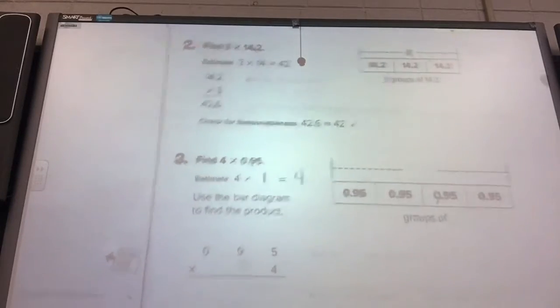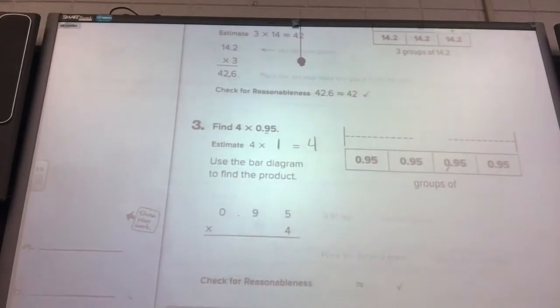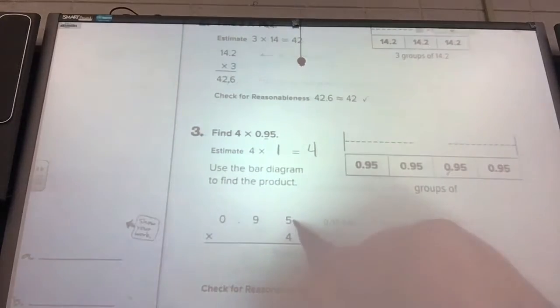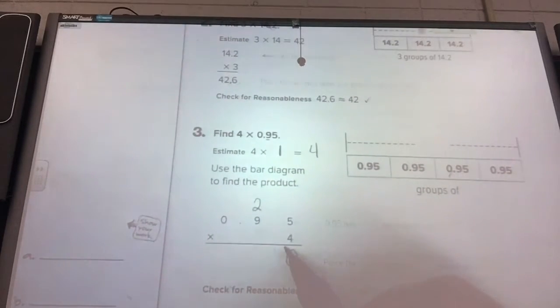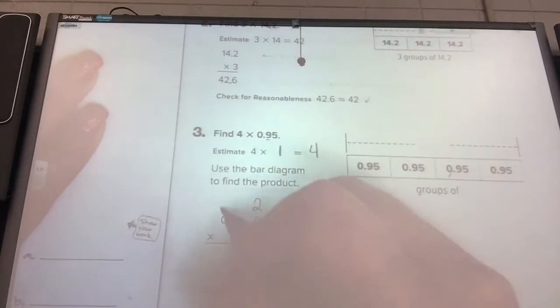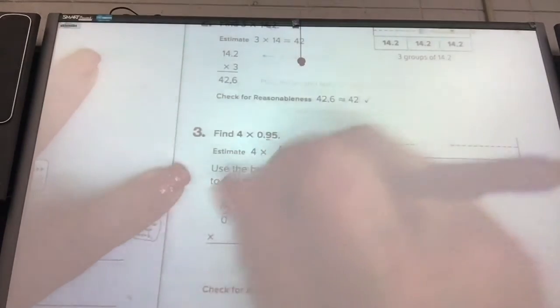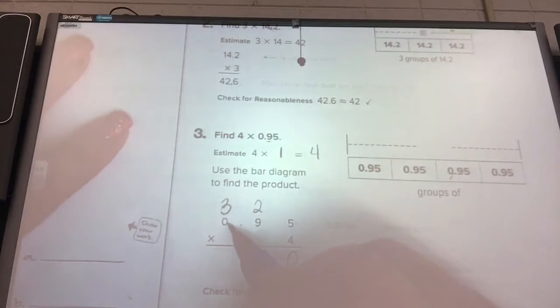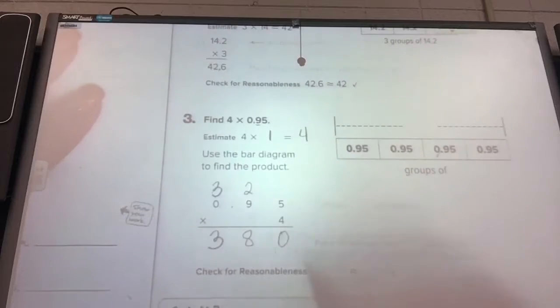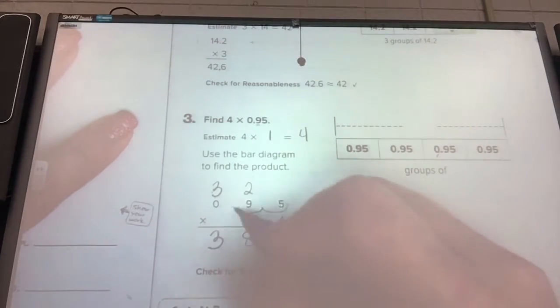So now if we do the actual, okay, 5 times 4 is 20. The 0 goes down, the 2 goes up. 9 times 4 is 36. Plus 2 is 38. 8 goes down, 3 goes up. That was a terrible 3, sorry. 4 times 0 is 0. Plus 3 is 3.